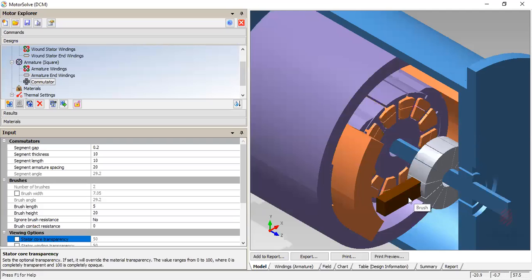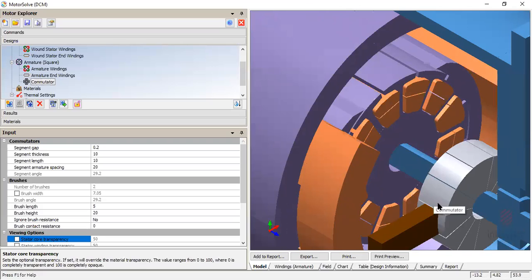Coming here, this brush arrangement is a fixed one. If it is completely fixed, there is a drawback here. If it is fixed to the commutator segment, what will happen? It will not allow the commutator to rotate.